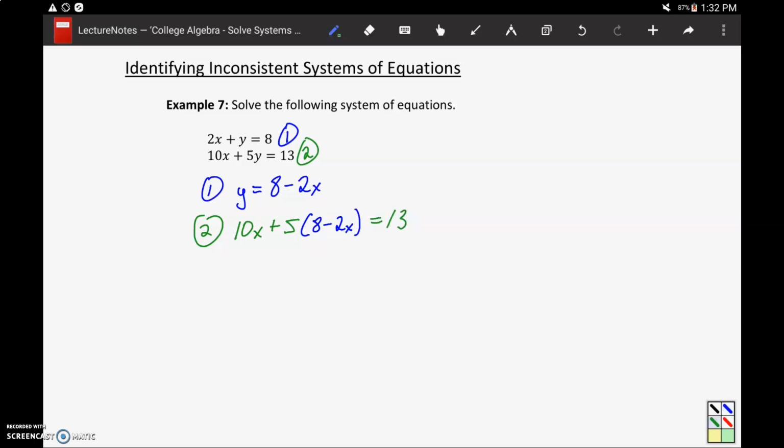And then distribute through and work on solving this equation, which is now just in one variable. So this would give us 10x plus 40 minus 10x is equal to 13. 10x minus 10x would cancel out to 0, so we would end up with 40 is equal to 13, which is clearly not true.